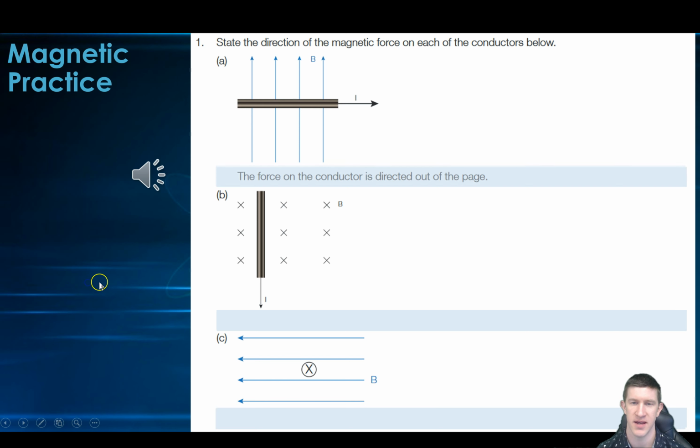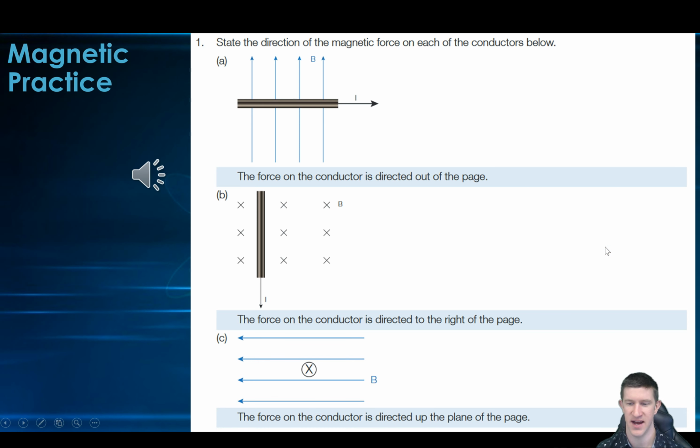Okay, so looking at this, the first one, the force on the conductor is directed out of the page. We use that right hand finger rule, we get the current and magnetic field, and the third finger is pointing towards us, so out of the page. In the next one, directed to the right, and the third one directed up the plane of the page.